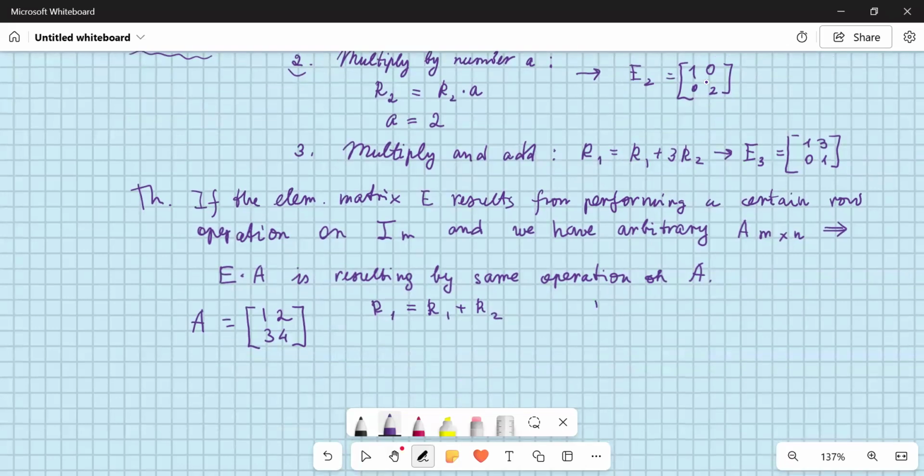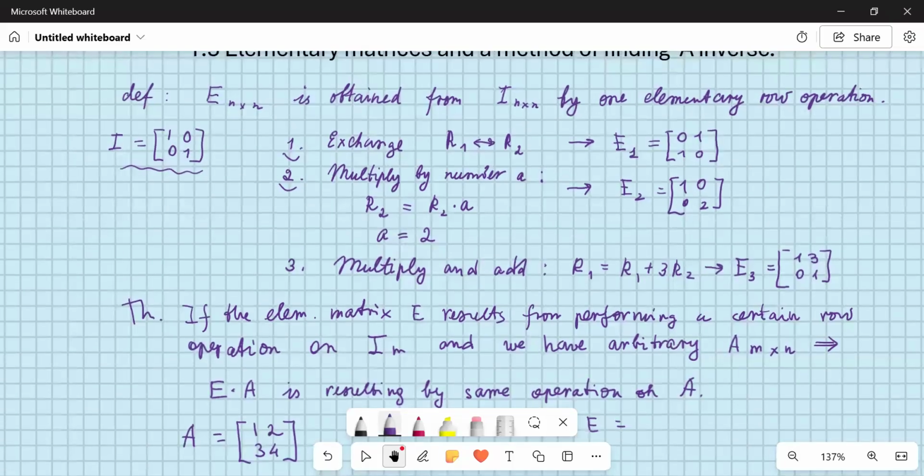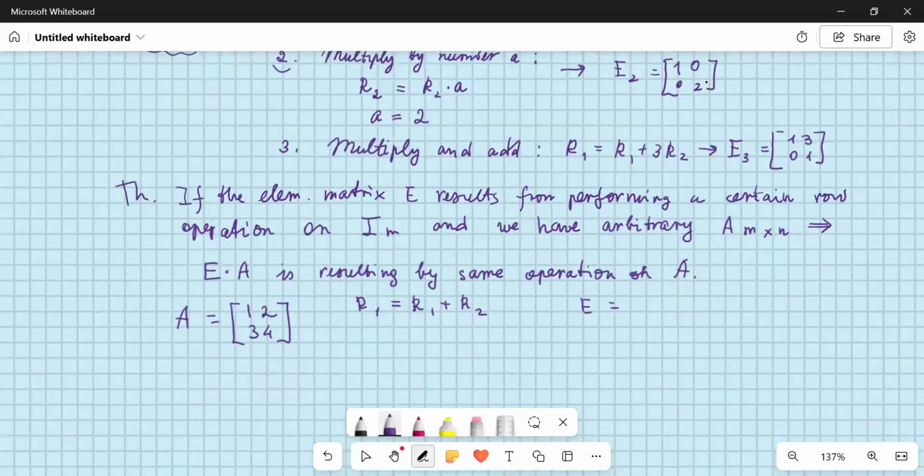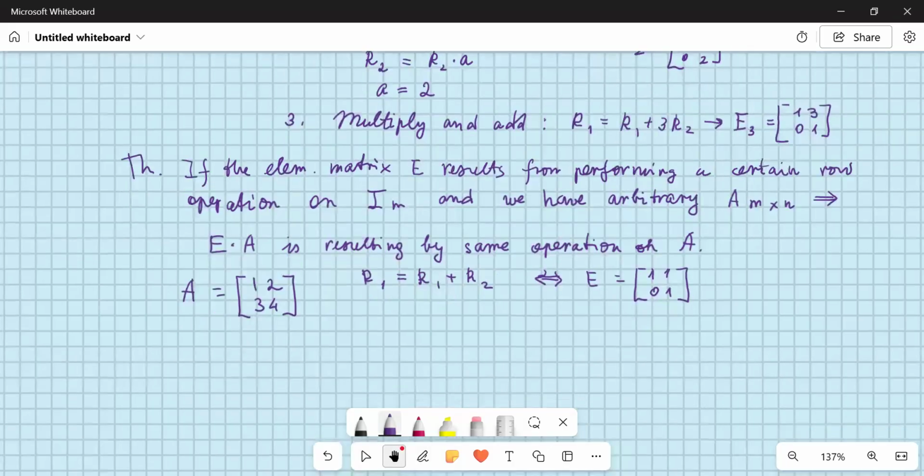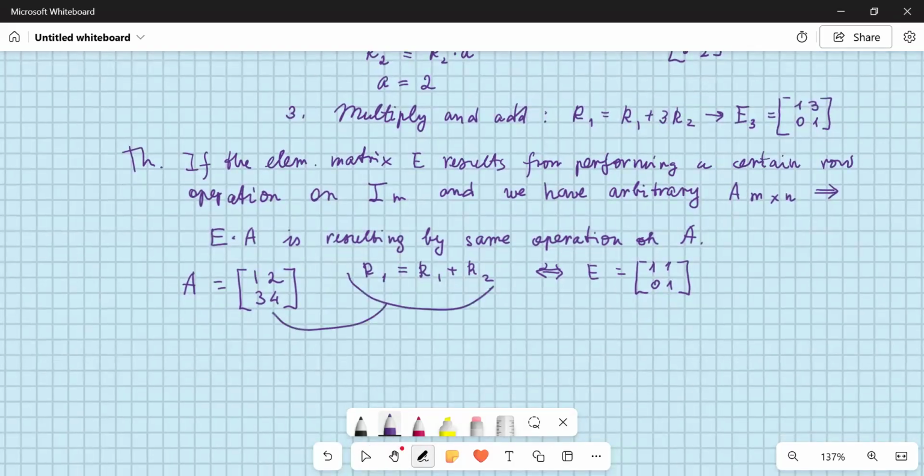How is the elementary matrix going to look? If I just add two rows, let's look at the identity matrix of 2 by 2. I just add row number 1 and row number 2. The elementary matrix representing this operation is going to look like 1, 1, 0, 1. So take row number 1 and add it to row number 2 and put back the result into row number 1. That's how the elementary matrix looks. Now let's look at how this operation is going to affect the matrix, and then how EA is going to affect the matrix.